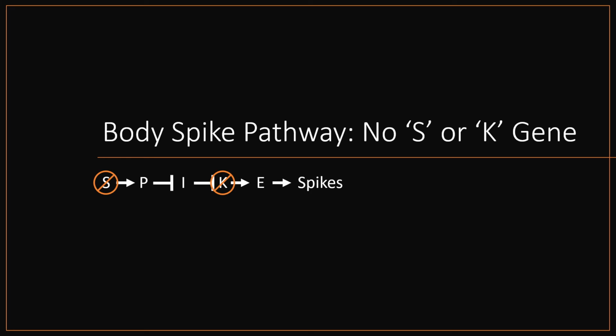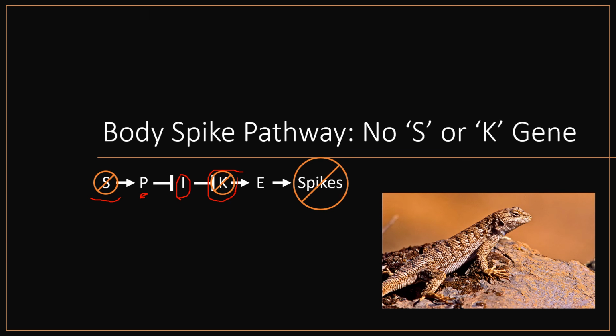So what would happen to our pathway if there was no S or K gene? Without an S gene, that means P would not be made and I would not be inhibited, which would inhibit K, which would mean no spikes. And inhibiting K would be the same as if we didn't have it, and in this situation we don't have it, so this would be no spikes.